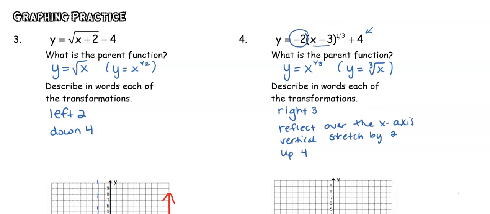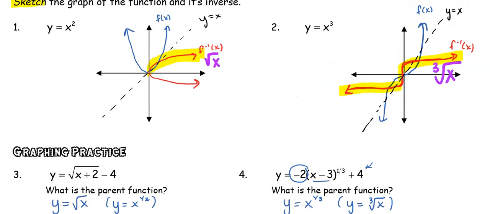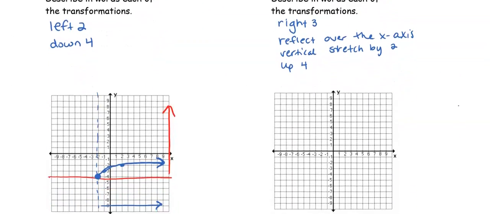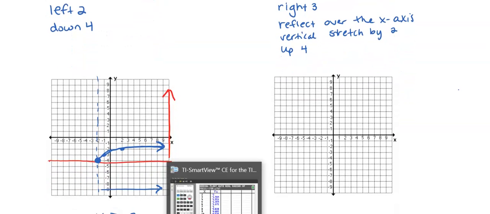So when we think about that parent function that we looked at up here, I'm taking that parent function and I'm going right 3. And the center of this is this point right here, that point where we're switching directions. I'm taking that point, I'm going right 1, 2, 3. I'm going up 4 and I'm reflecting it, which means everything is being reflected over the x-axis, and I'm stretching it vertically. Whole lot going on there. But that's why we have our calculators to help us out.